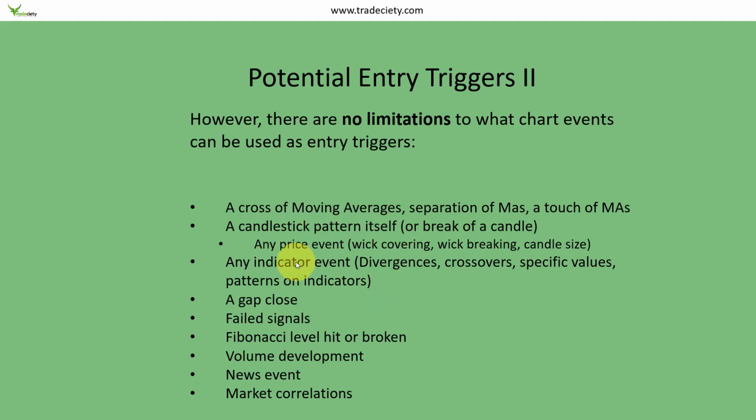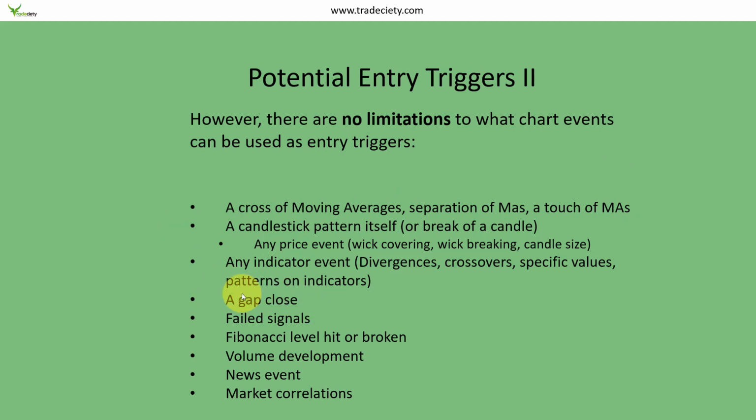We could have an entry trigger based on any indicator event, whether it's a divergence indicator, crossover signals, specific values, so stochastic going into 80, going into 20, coming out of 80, coming out of 20. We can have patterns on our indicators. You could draw a support resistance, a trend line on your stochastic, on your MACD, on your RSI, and wait for the pattern to be broken. Everything is really possible, and there are traders who do pretty much anything that you can think of.